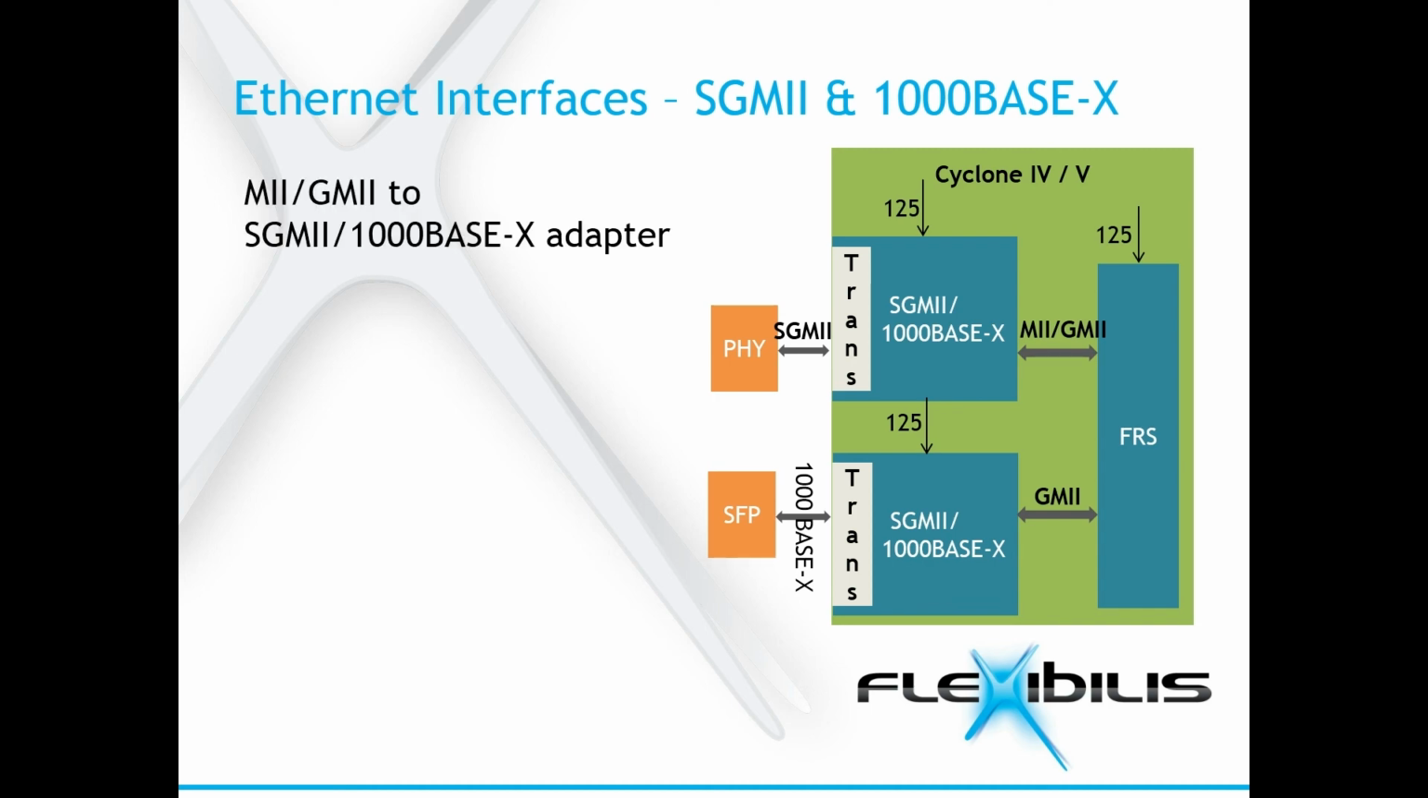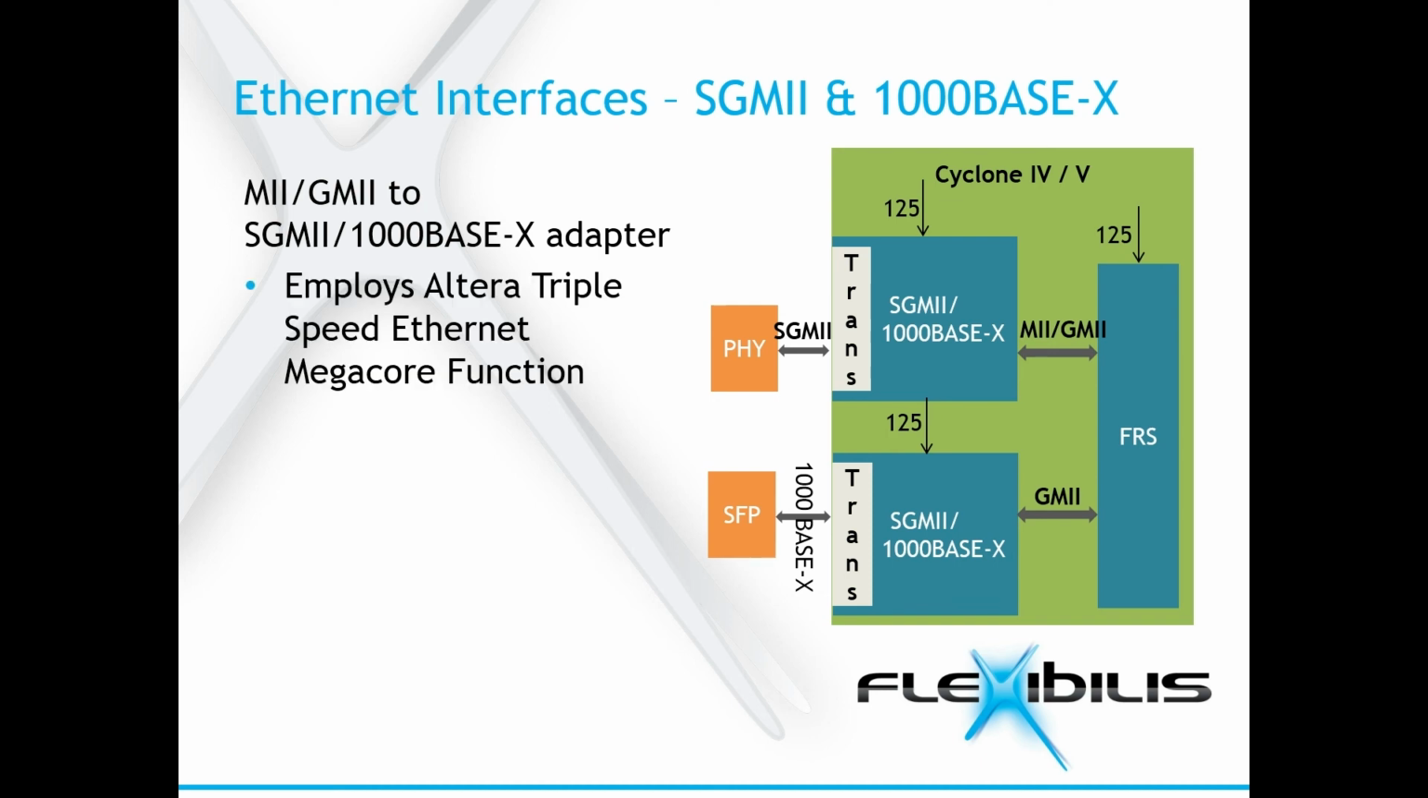The SGMII or 1000 base X adapter changes the native Ethernet interface of FRS to either SGMII or 1000 base X. The interface type can be changed on the fly between SGMII and 1000 base X, which makes the adapter handy when used with SFP modules. This is because fiber optic SFP modules require using 1000 base X, and copper SFP modules can do lower than gigabit speeds only when using an SGMII interface.